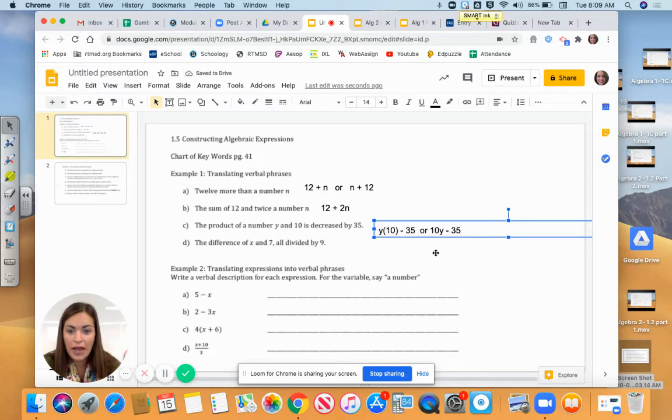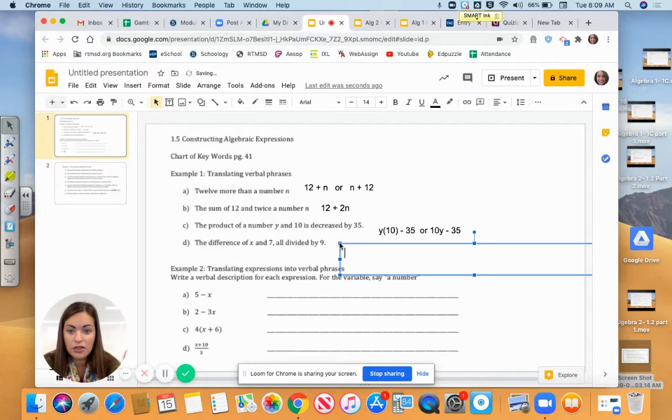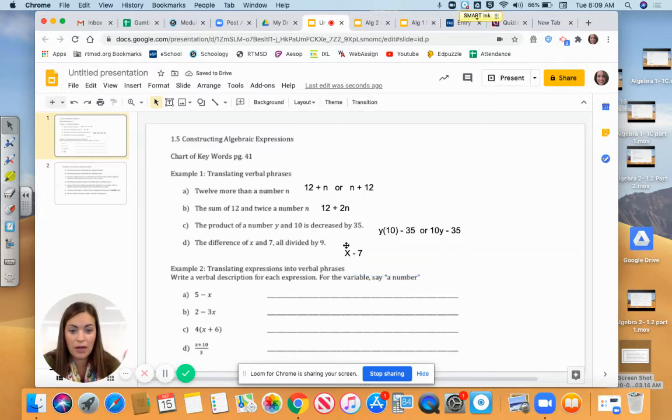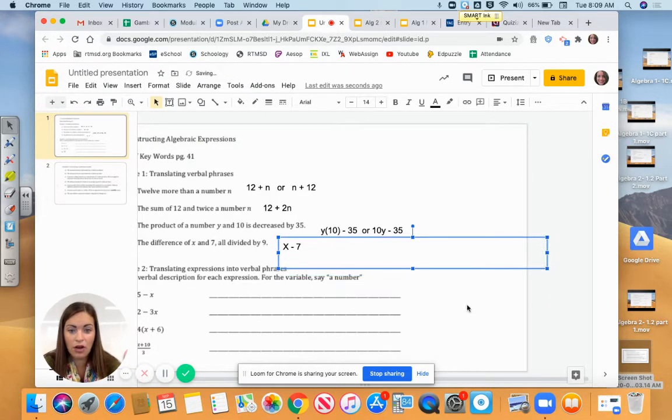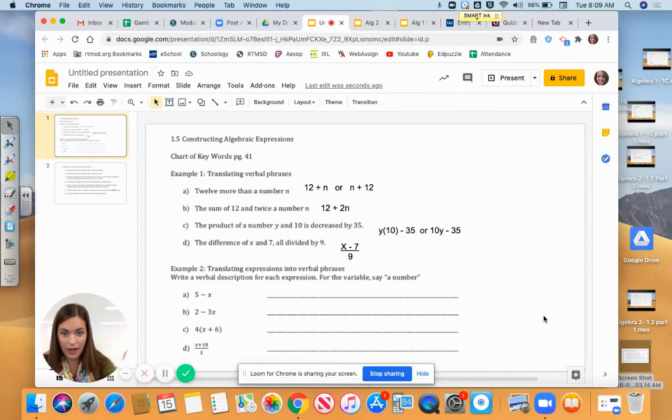All right, and then the difference of x and 7 all divided by 9. So let's see if I can do this with typing. So the difference of x and 7. So difference means subtract, x minus 7. And this is all divided by 9. So when I'm taking this, this all has to be divided by 9. So let me think. So I'm going to create a fraction bar. And to do that, I'm just going to underline this. There we go. That would be x minus 7 all divided by 9 like that.